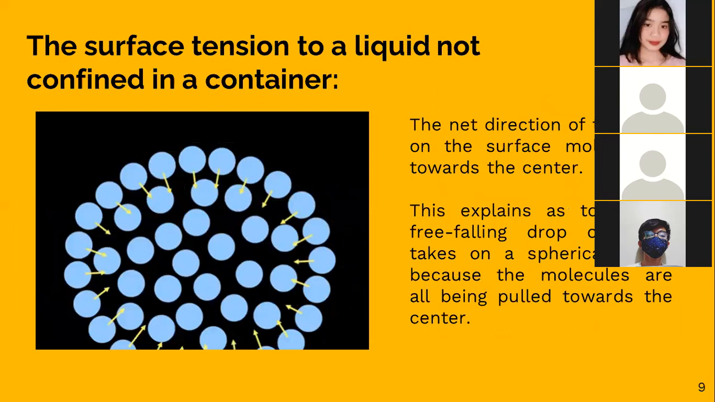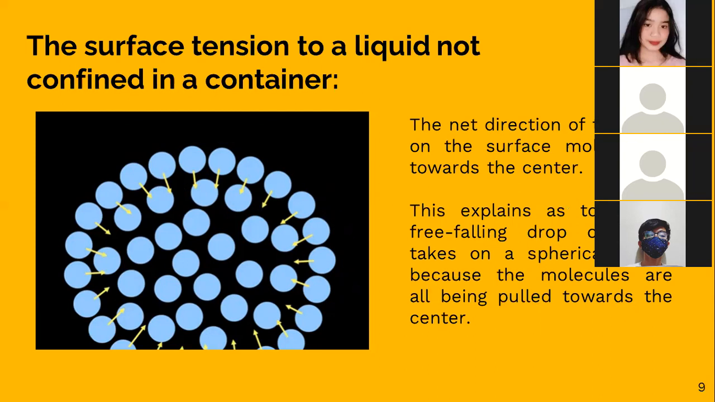The net direction of the force on the surface molecule is towards the center. This explains as to why a free-falling drop of liquid takes a spherical shape, because the molecules are all being pulled towards the center. So compared dun sa kanina na pinakita namin sa inyo, it is confined inside a container. So paano naman kapag hindi?